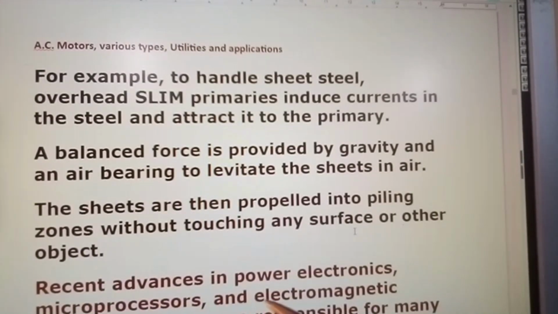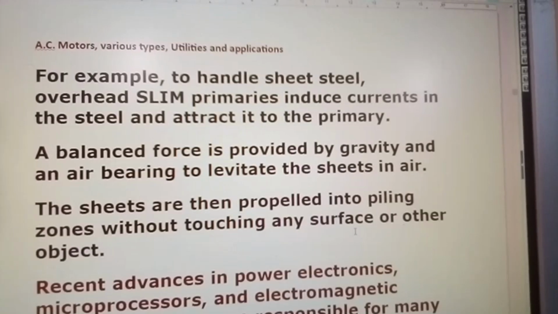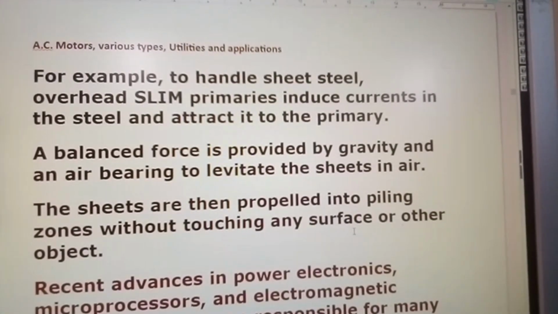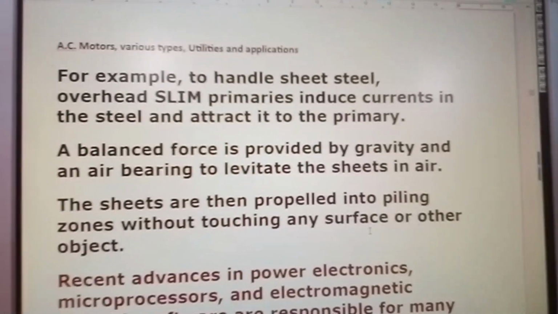Recent advances in power electronics, microprocessors, and electromagnetic analysis software are responsible for many new linear electric motor designs.